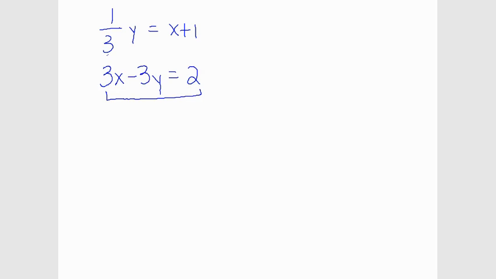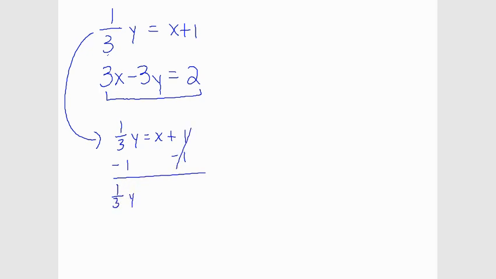But I'm going to take a slightly more exotic route. With 1/3 y equals x plus 1, I'm going to solve for x just by subtracting 1 from both sides. So I get 1/3 y minus 1 equals x. And then I'm going to use substitution here. I'm going to take this and plug it back into here.